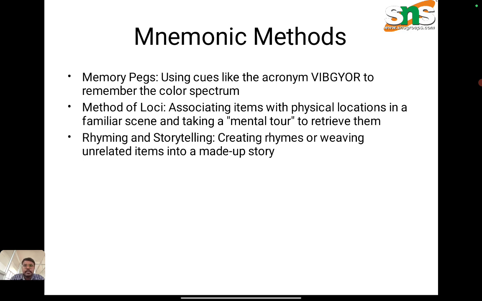Next type of method of learning is the mnemonic method. We have three mnemonic methods. First, memory pegs, using cues like VIBGYOR to remember the color spectrum of the rainbow. Next, the method of loci, which associates items with a physical location in a familiar scene and takes a mental tour to retrieve them. And third is rhyming and storytelling, creating rhymes or weaving unrelated items into a made up story.